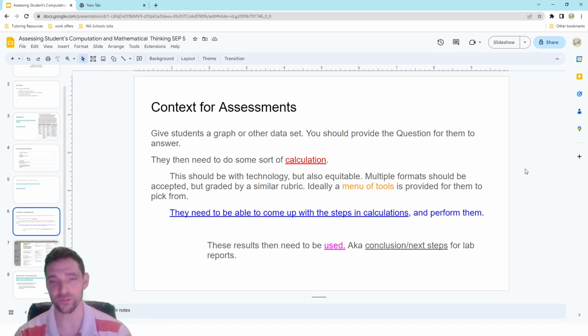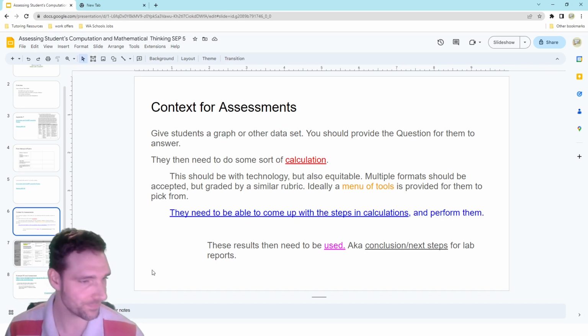And then ultimately those results also need to be used, so there needs to be a little bit of written explanation, or honestly oral explanation, about what the next steps would be. So you could support ELL students by having it not be a written form, but there definitely needs to be some sort of piece here with the mathematical thinking where they're explaining what's going on. They can't just do the math, they have to be able to explain it, right?